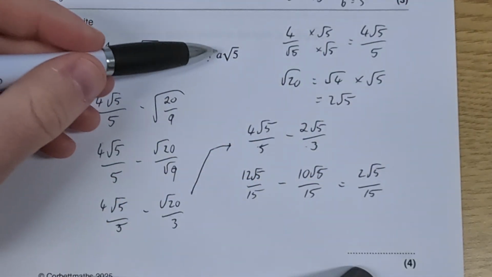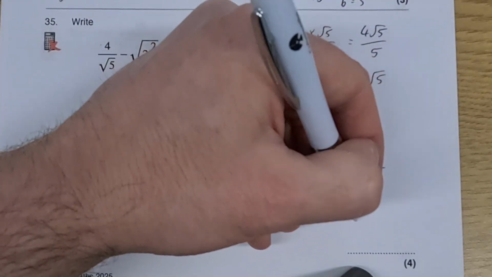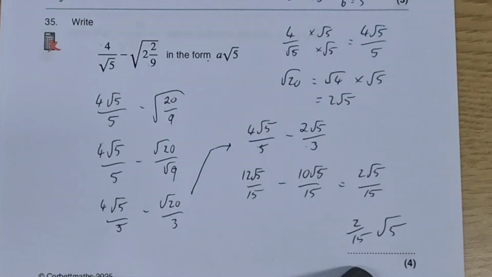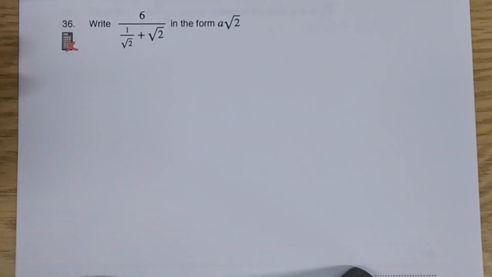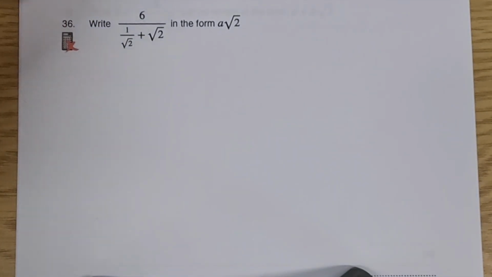Now we're asked to write it in the form of a root 5. So here, I'm just going to put the 2/15 in front of the root 5. So it'll be 2/15 root 5. And that's it. Okay, let's look at our next question, question number 36. So question number 36, we've been asked to write 6 over 1 over root 2 plus root 2 in the form of a root 2.